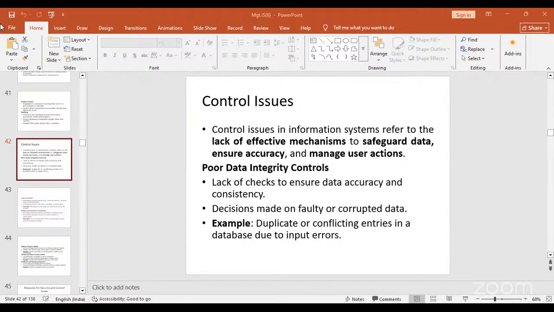If you do not enter numeric data and enter character data instead, then what happens? It will provide you an error. And that data will not be integrated while you make a report like profit and loss account, balance sheet, etc. So data accuracy must be there and consistent data should be there. Decisions made on faulty or corrupted data will be harmful to the organization.